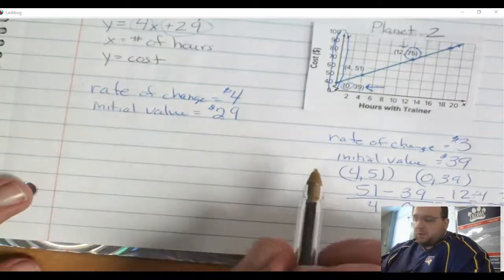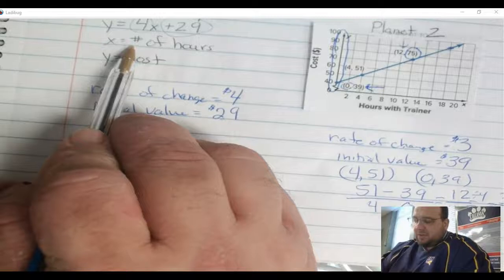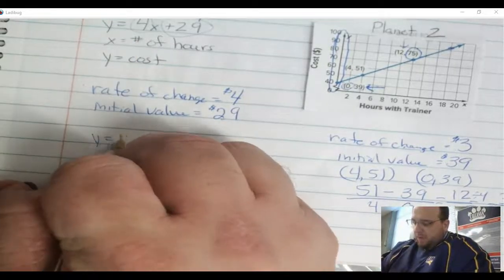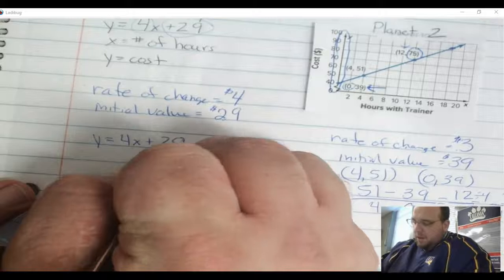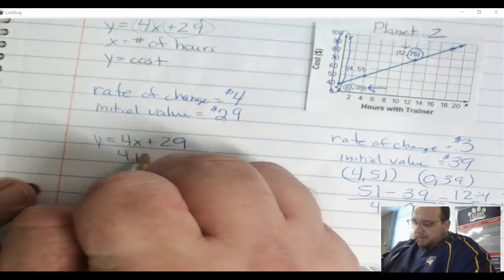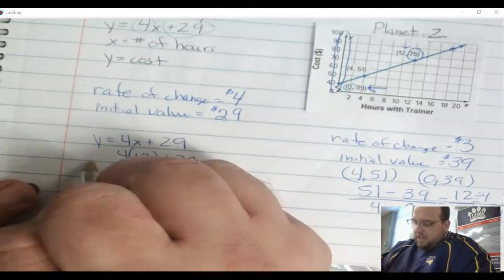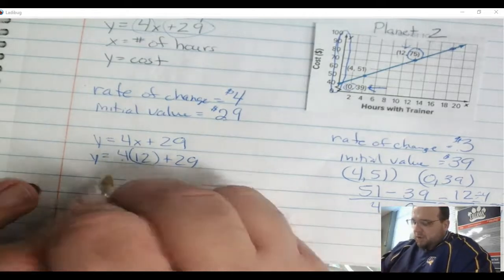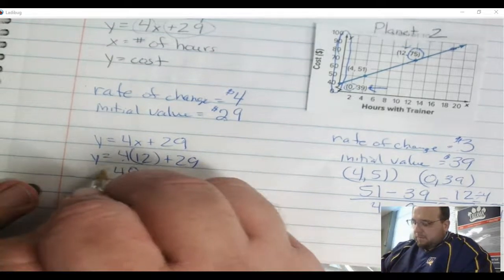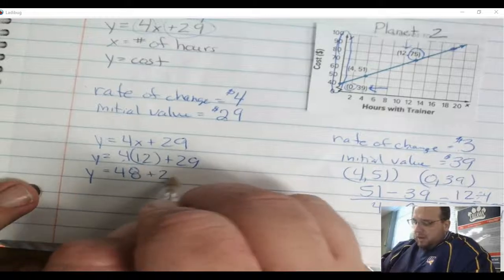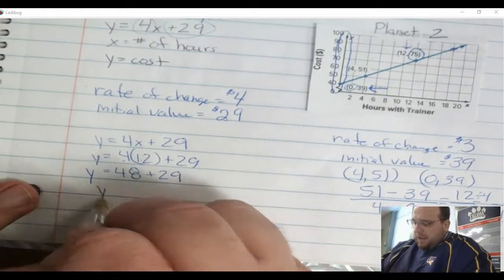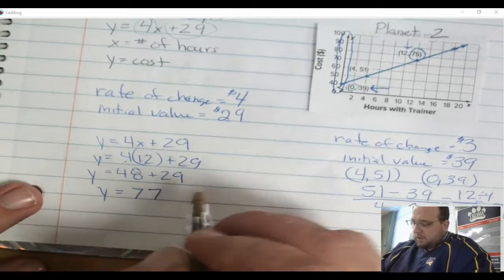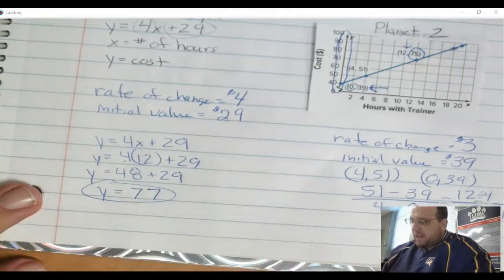Over here, in order to find 12 hours, what I would have to do is I'd have to substitute 12 in for the number of hours. So I'm going to take my equation, y equals 4x plus 29. I'm going to substitute 12 in for x, and this will give me the total cost when I get done solving it. 4 times 12 is 48, plus 29. 48 plus 29 gives me an answer of 77. So y is equal to 77.